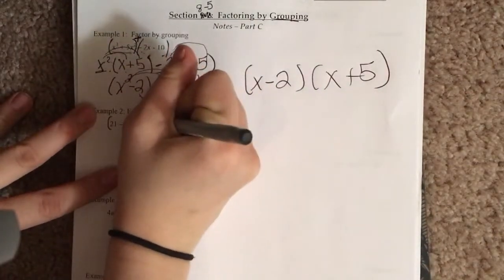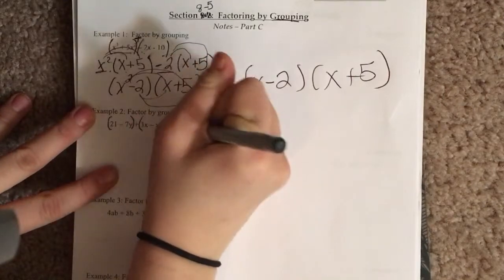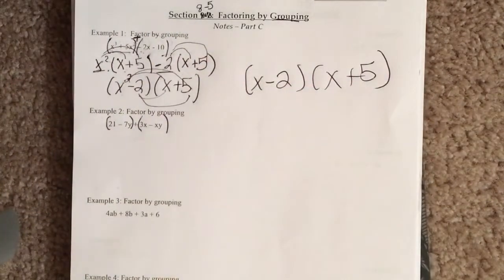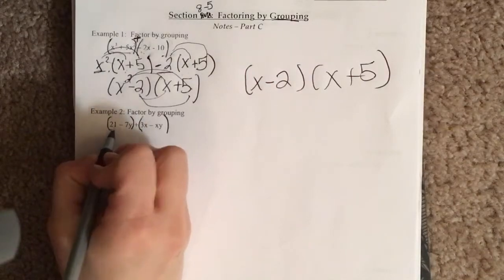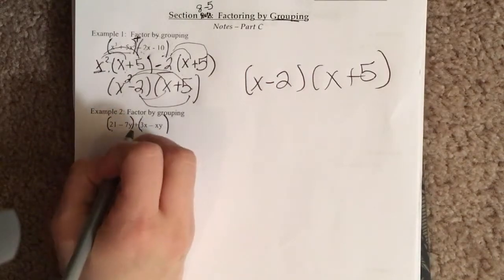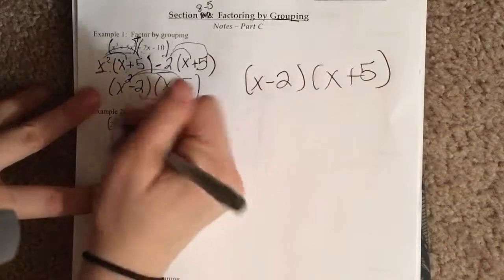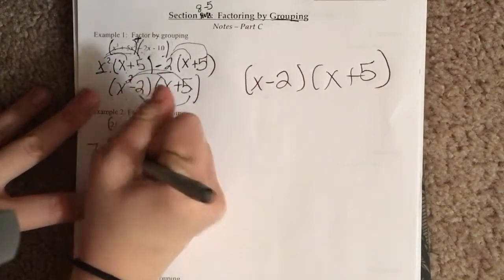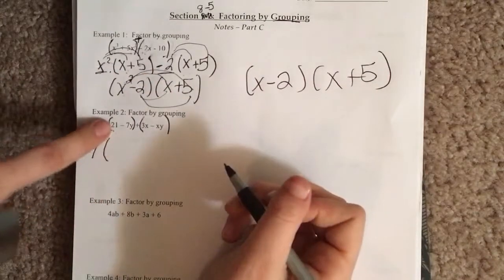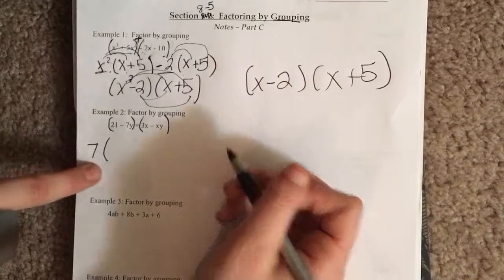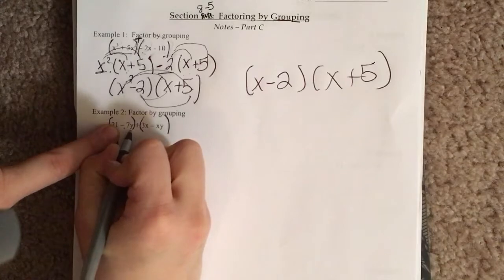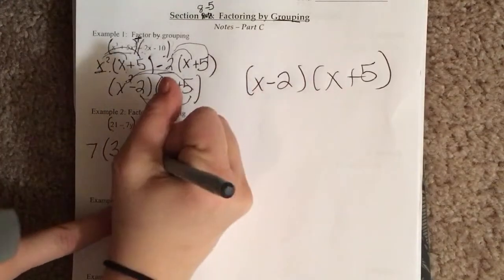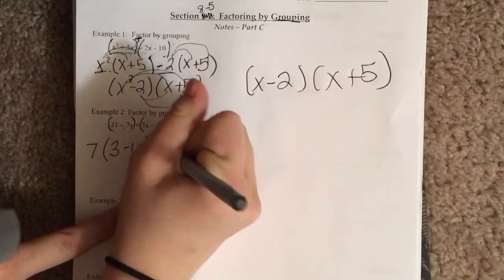So that's the first step, is to just group together those first 2 terms and group together those second 2 terms. Out of the first set of terms, what can be pulled out of 21 and 7y? Both of these can be divided by 7. If I pull out a 7 from 21, I'm left with 3. If I pull out a 7 from negative 7y, I'm left with negative y.